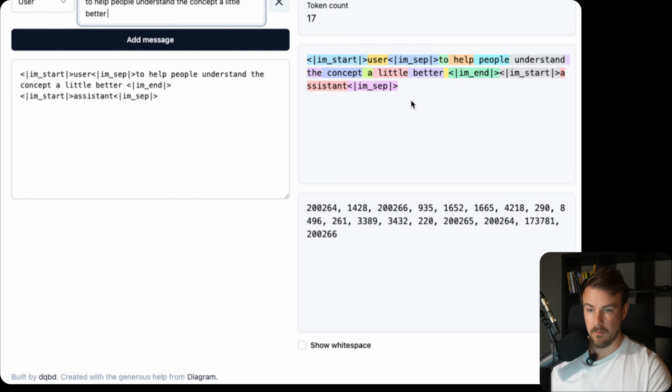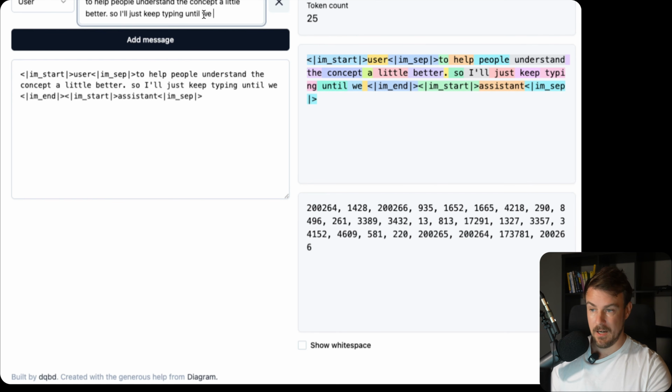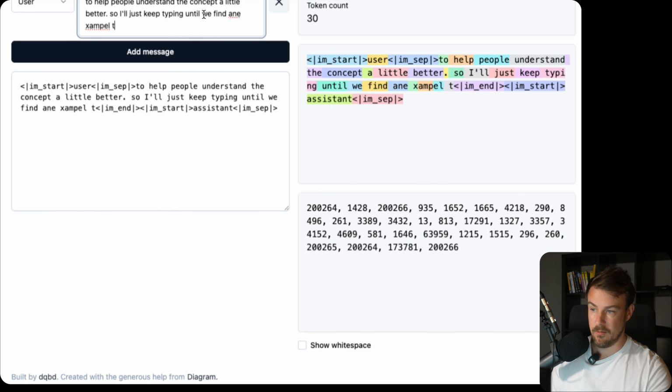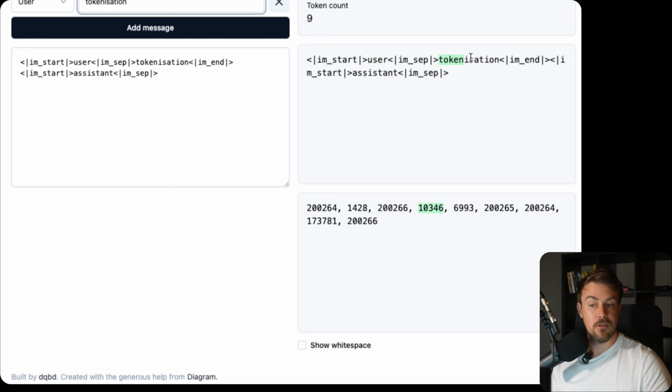Let's do some more in here to help people understand the concept a little better. Let's see which other ones are broken up. Trying to look for some interesting ones. It's very tricky for me to know what the exact tokens are. So I'm trying to look for one that is broken up. So I'm just going to keep typing until we find an example that is useful. So in the case of tokenization, for example, that is 2 tokens.